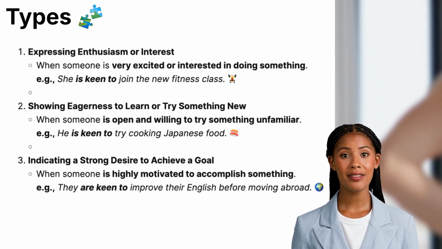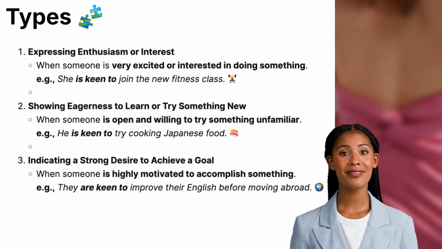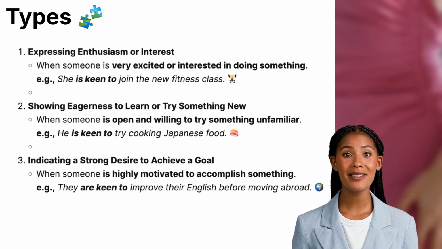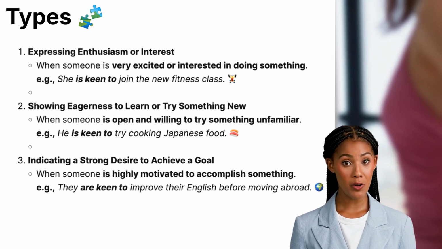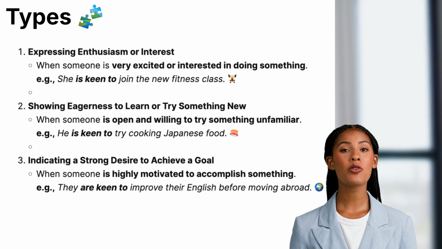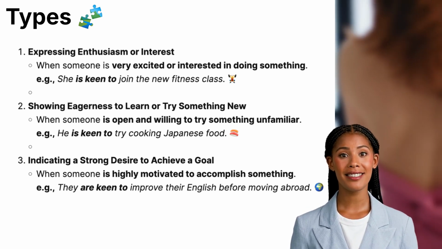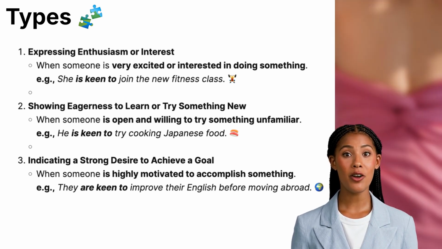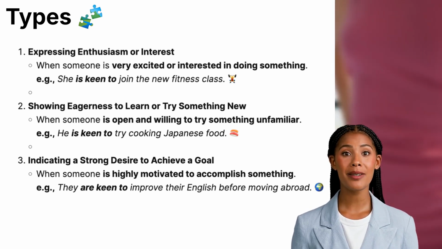More examples: he is keen to start his new job. They are keen to learn more about photography. If someone shows a lot of interest in an activity, be keen to is a great way to describe it. 2. Showing eagerness to learn or try something new. Use be keen to when talking about a strong interest in exploring new experiences. Example: he is keen to try cooking Japanese food. This means he is excited and open to learning how to cook Japanese dishes.